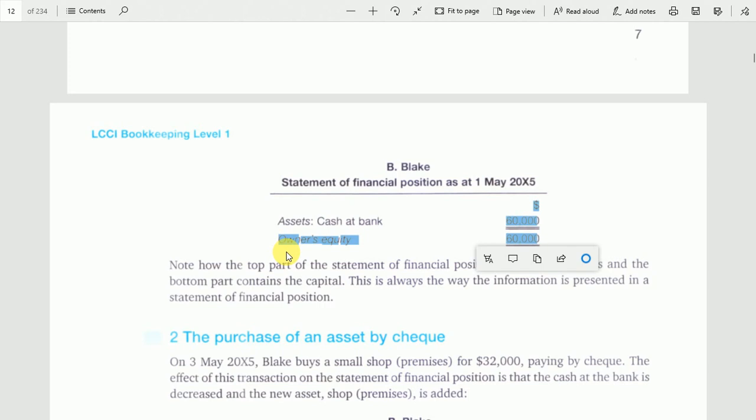So the accounting equation is balanced, because you have capital of 60,000 on one side of the equation and you have 60,000 in assets on the other side of the equation. So the equation is equal.